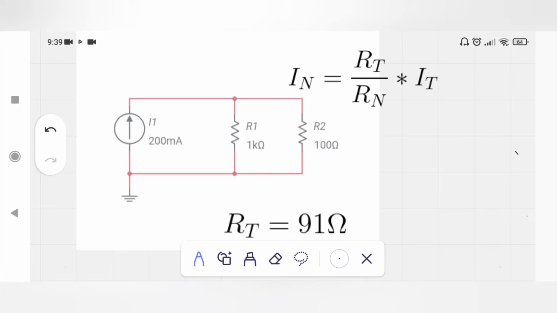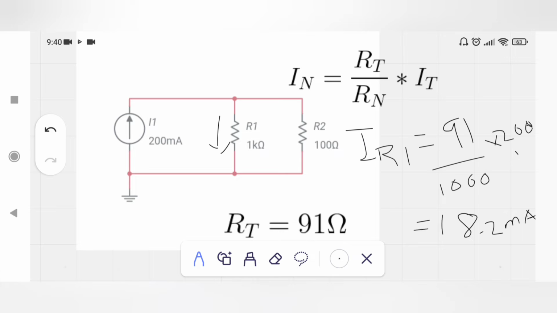There is another circuit, again the same two resistors but with different values of R1 and R2. So let's start calculating the value of current flowing through R1, that is IR1. IR1 is equal to 91, that is the equivalent resistance, divided by 1000 ohm or 1 kilo ohm, that is R1, multiplied by 200, which is the total current IT, and it is calculated as 18.2 milliampere.